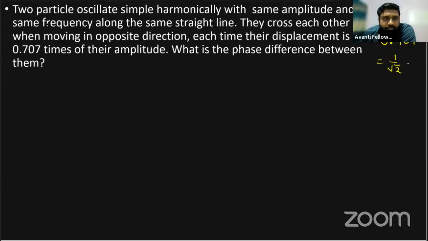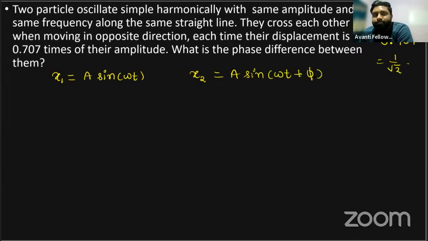So when two particles oscillate simple harmonically with the same amplitude and same frequency, which means omega and capital A are the same for both, if I consider the equation for one, it will be x1 equals A sine omega t. And for another, x2 equals A, which will be the same, sine omega t plus phi. Some phase difference I have added.